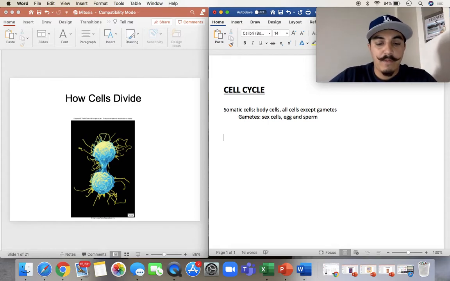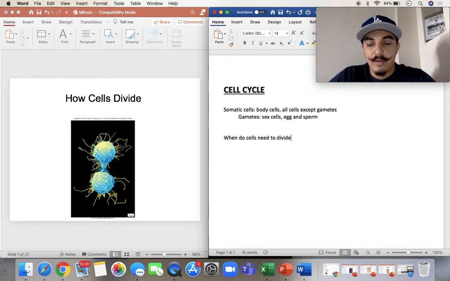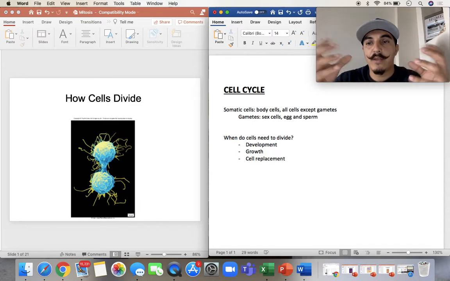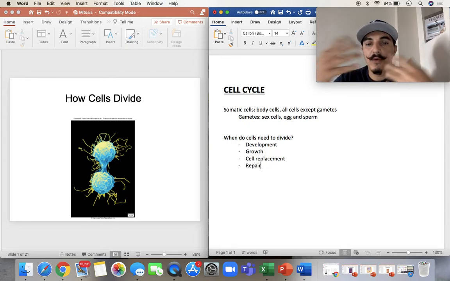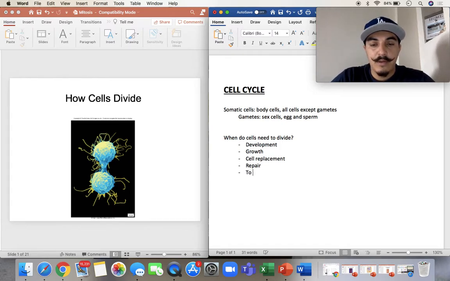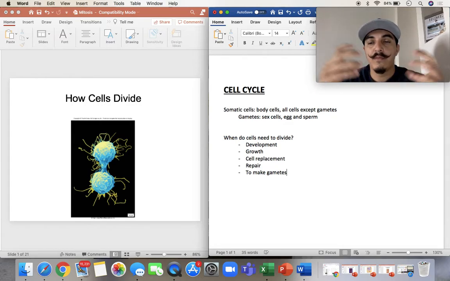Now, cell division. Cells need to divide through development as they're creating new organs, as organisms are growing, all the organs in our body through growth. Growth and development, cell replacement. Every time there's a damaged cell, we need to replace it. So these cells need to divide to create more and more. And repair. Not only to replace our skin cells or hair cells, but also to repair certain cells that are damaged and that we need to get rid of because they don't work. And to make gametes, sex cells, so they need to split and divide to make more sex cells to have some babies later on in the future.